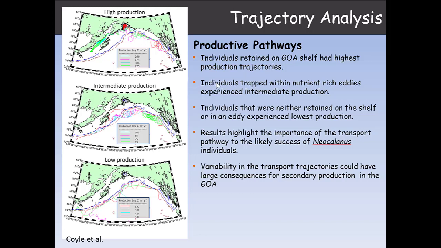The next most successful individuals tended to be those that were trapped within eddies, which tend to be nutrient-rich, more productive environments than the offshore Gulf of Alaska, and individuals that were transported off of the shelf generally didn't experience very much production and were not successful. So these results indicate that the variability in transport, and thus the resulting trajectory of the individual particles of Neocalanus, can have very large consequences for secondary production in the Gulf of Alaska.